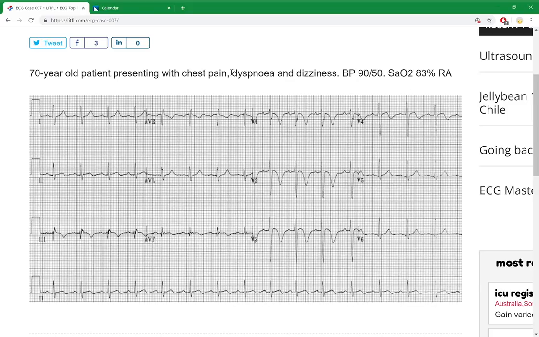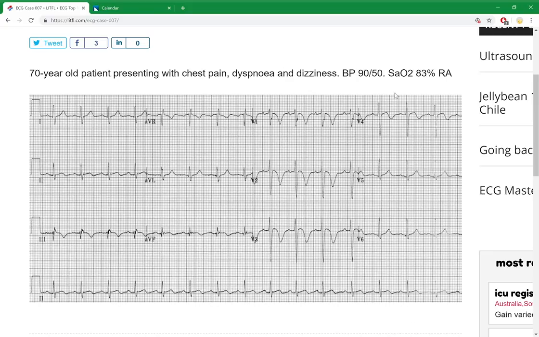So this patient is not doing well. Imagine walking into a room, a 70-year-old patient, pretty old. They have chest pain, shortness of breath, and dizziness. Their blood pressure is pretty low, and their oxygen saturation is 83% on room air. They're doing really badly. What are you going to do about it? What's going on?